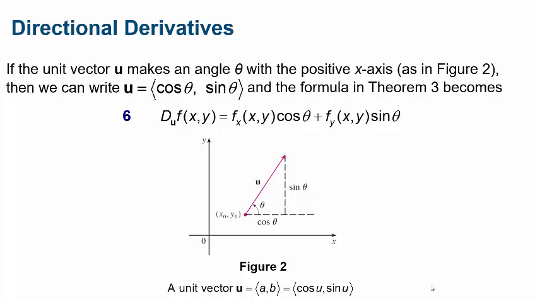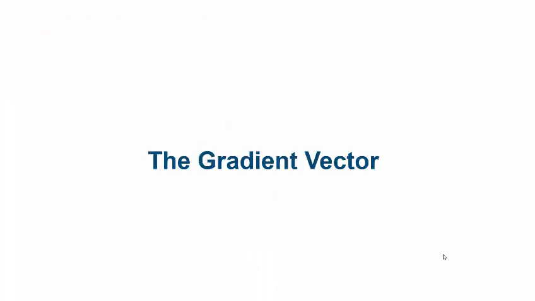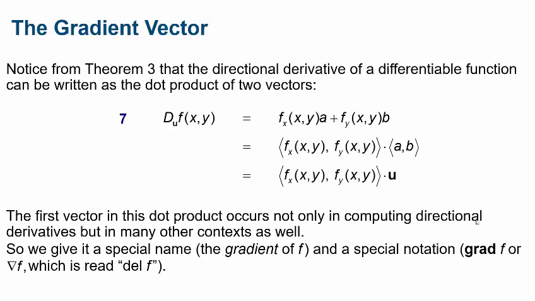So this is just another way to do this problem. All right, let's talk now about the gradient vector. Notice that in our theorem 3 in this lecture, the directional derivative of a differentiable function can be written as the dot product of two vectors.